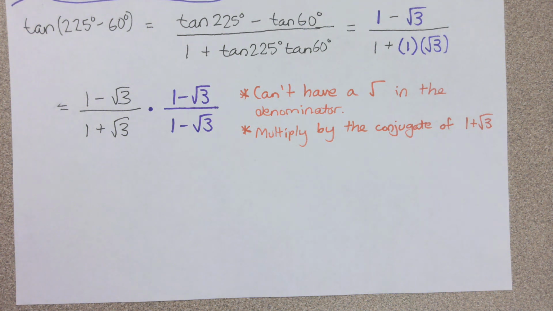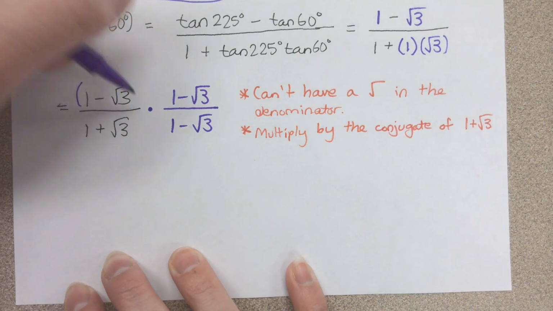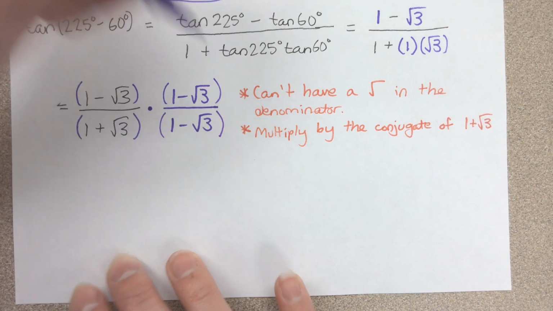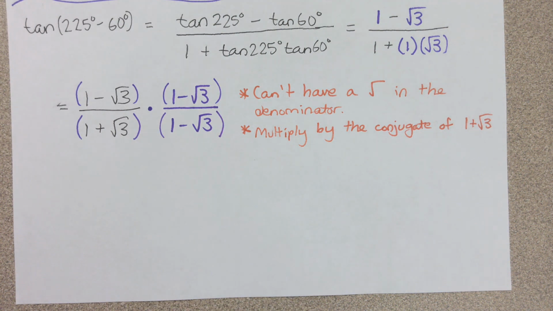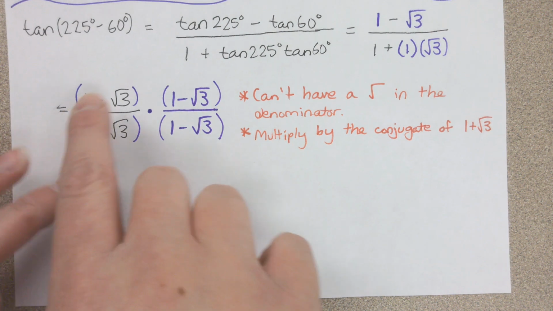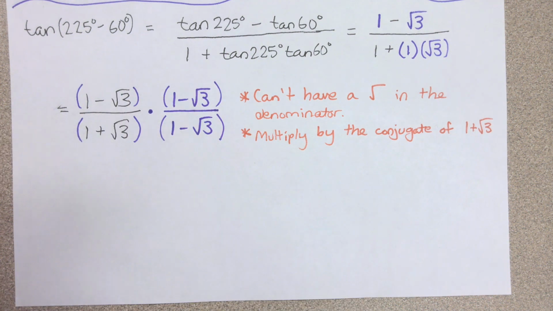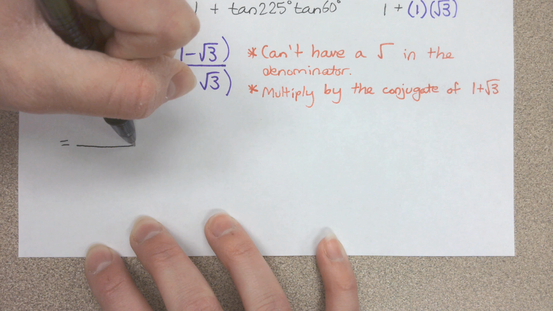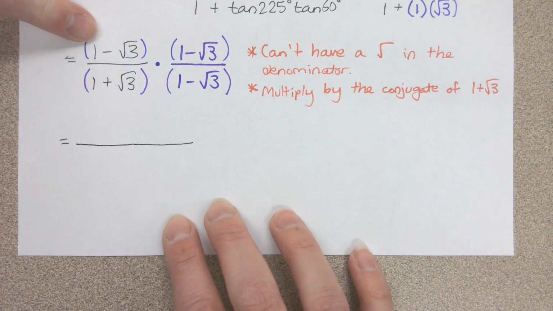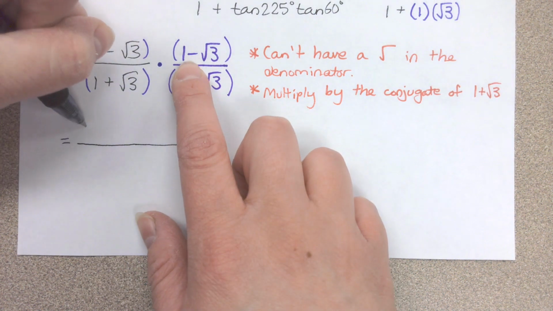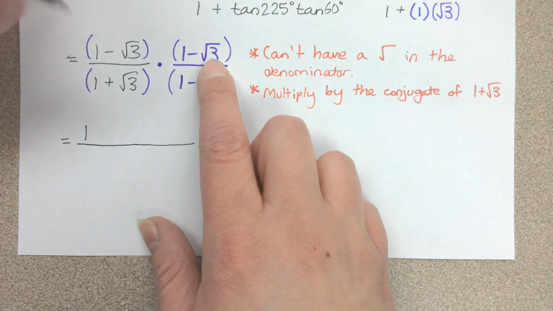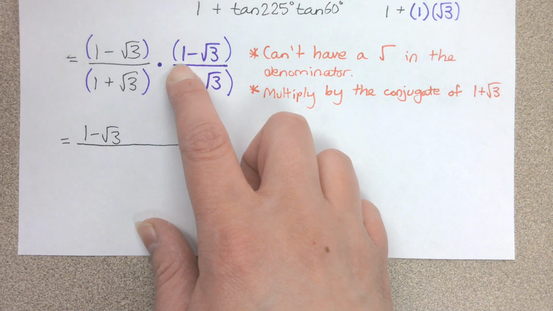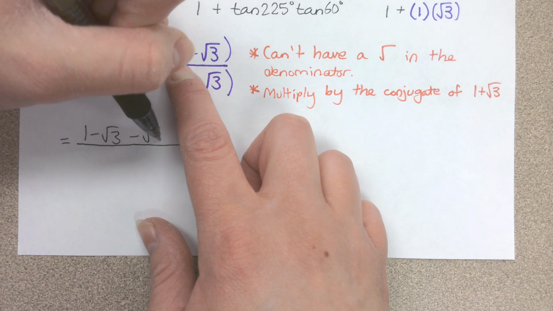When you multiply these, do these carefully. Some of us kind of let some of the algebra rules go out the window when we get to the harder problems. We're foiling here. So we're going to multiply top and bottom. We're going to have 4 multiplications there. Top first, 1 times 1 is 1. 1 times negative rad 3 is negative rad 3. Negative rad 3 times 1 is also negative rad 3.